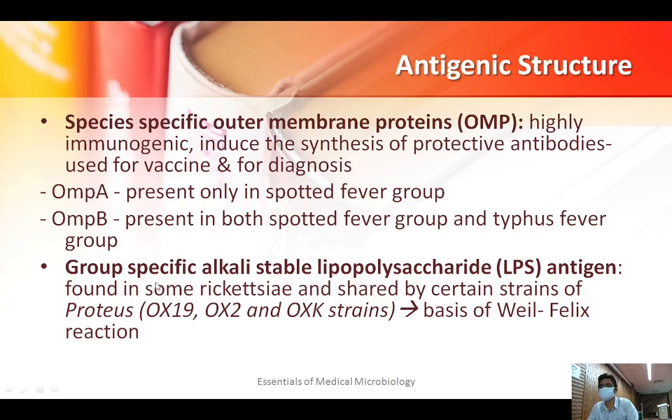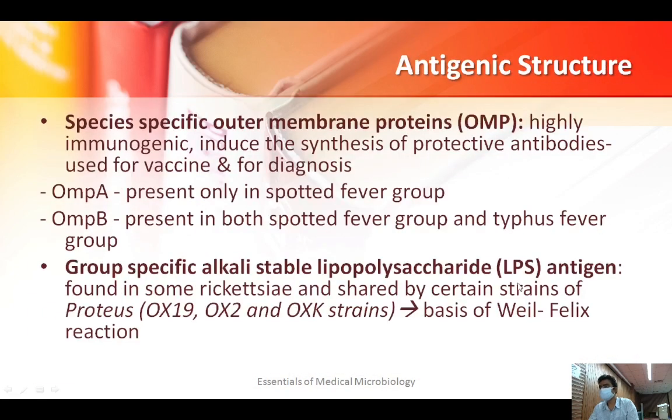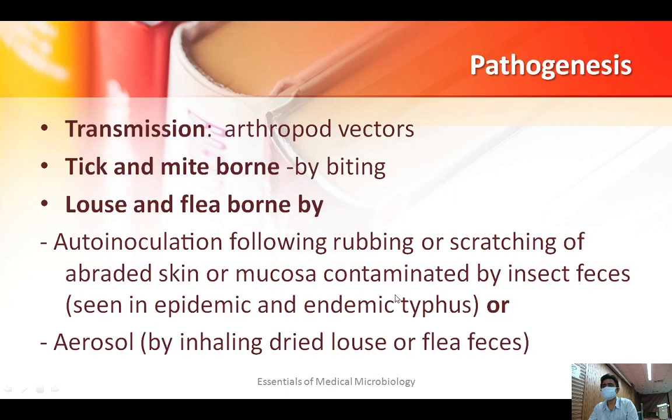It is found in some rickettsiae and shared by certain strains of Proteus. So we do not take it from rickettsiae; we take it from Proteus, because it exhibits this molecular mimicry, so we develop these antigens from Proteus. For us, we just need to buy the reagents and then look for the antibodies against these antigens, and then interpret accordingly. So this is the basis for the Weil-Felix test.